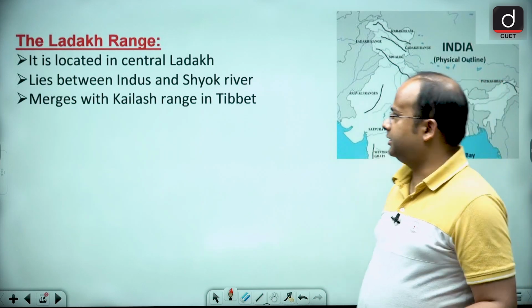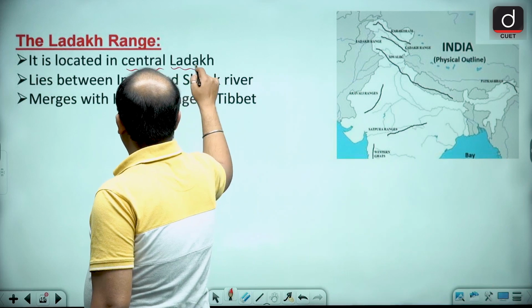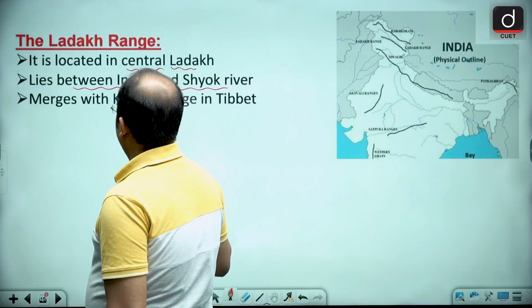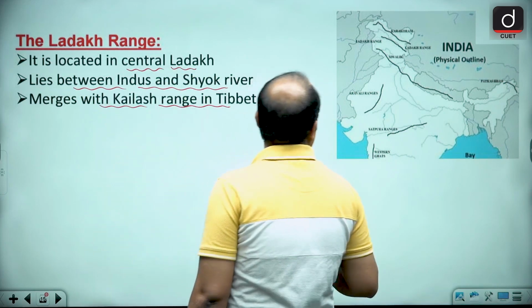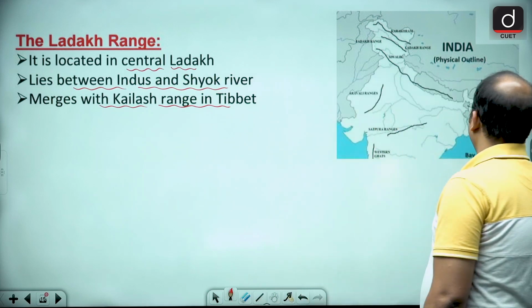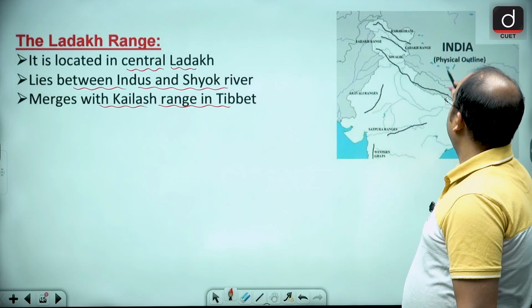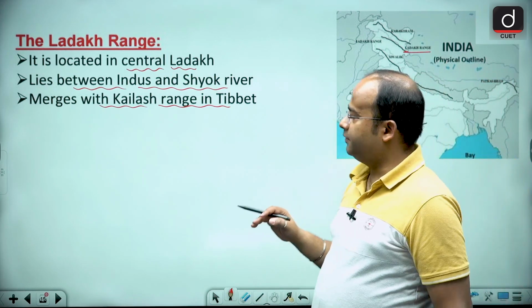Next we have the Ladakh range. The Ladakh range, guys, is located in central Ladakh, and it lies between the Indus and Shyok rivers and merges with the Kailash range in Tibet.